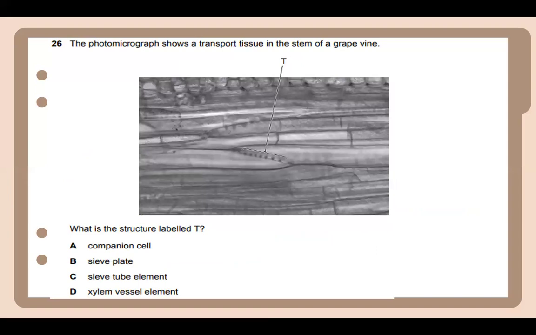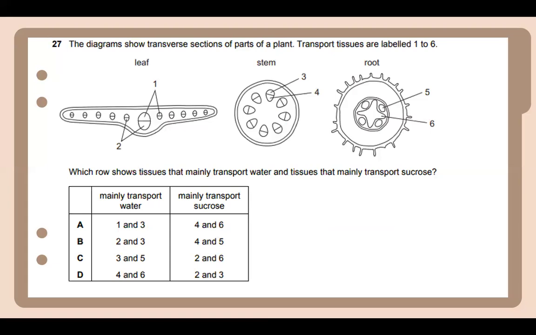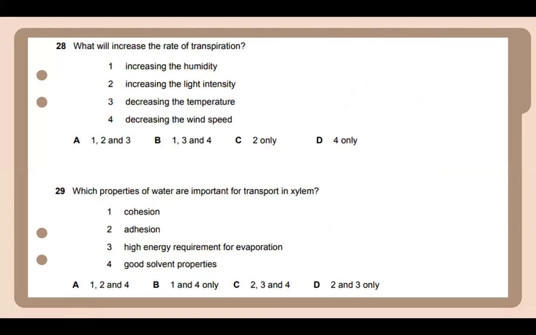Question 26. The photomicrograph shows a transport tissue in the stems of a grape vine. What is the structure labeled T? T represents a sieve plate. The diagram shows transverse sections of part of a plant. Transport tissues are labeled 1 to 6. Which rows show tissues that mainly transport water and tissues that mainly transport sucrose? The answer will be tissues that mainly transport water will be numbers 4 and 6, and tissues that mainly transport sucrose will be 2 and 3.